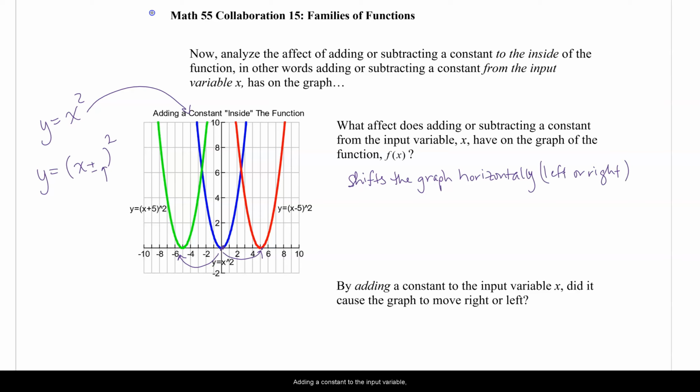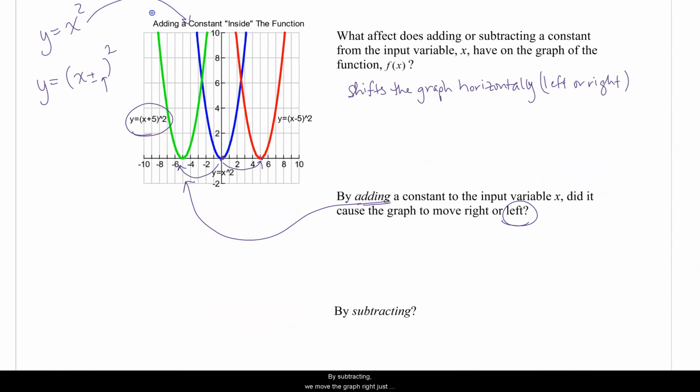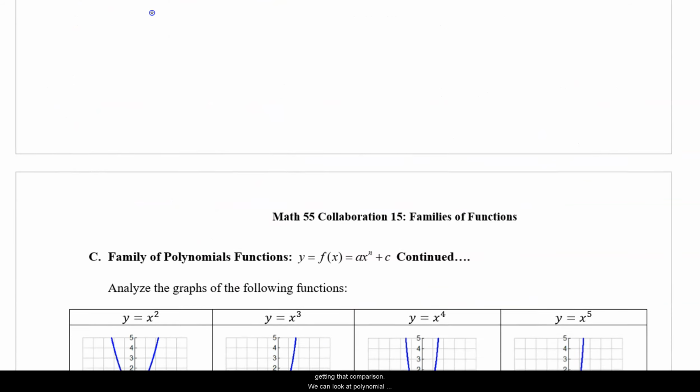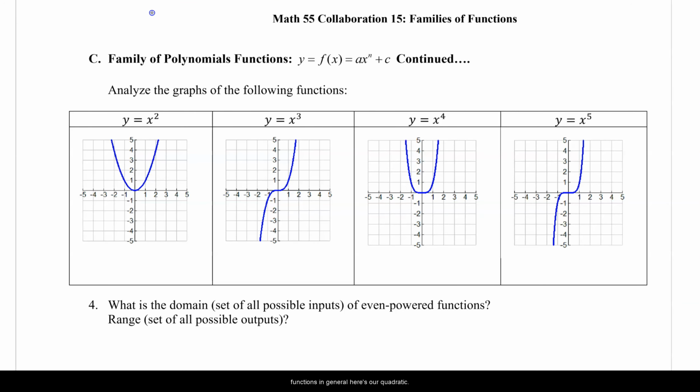When we added a constant to the input variable, we cause the graph to move left. Adding inside with the input variable x actually causes the opposite shift in the negative direction if we're adding. And it may seem a little counterintuitive now, but we're going to explore this in one of the next lessons. By subtracting, we move the graph right, just getting that comparison. We can look at polynomial functions in general.